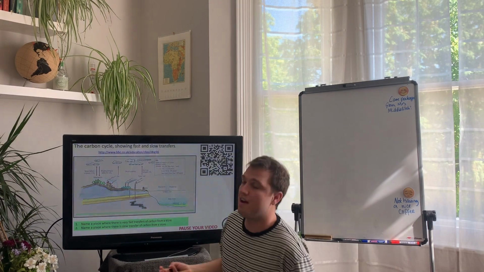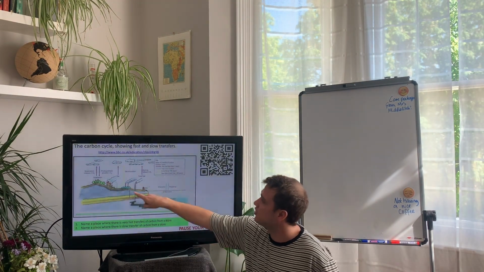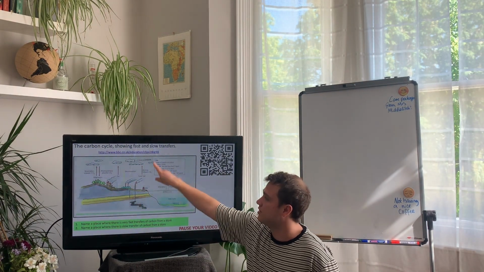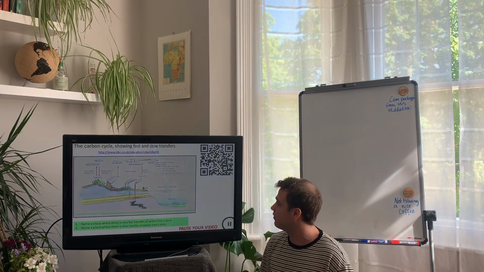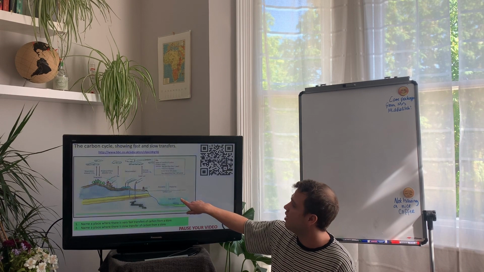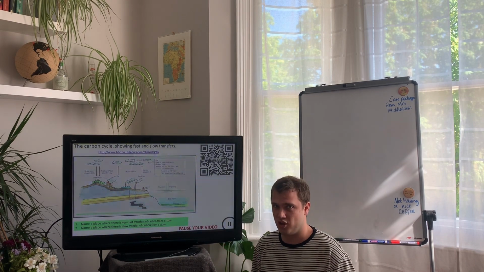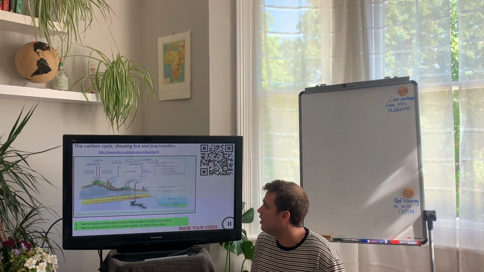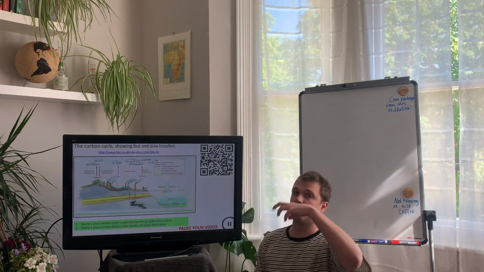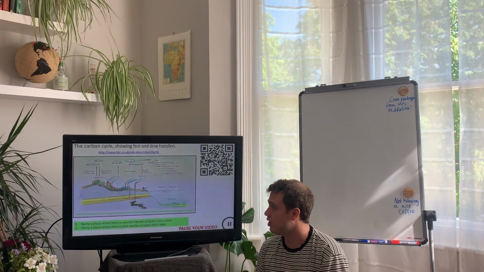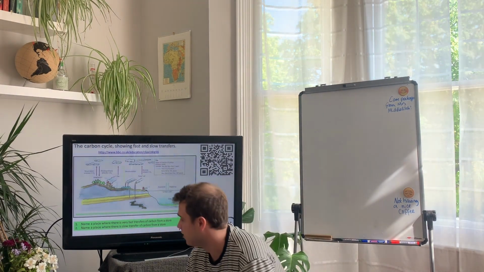But we also have slightly slower ones. So we have decomposition, sorry, so the decomposition of the soil, so the soil rotting away, that is a slow transfer of carbon. And then we have the transfer of carbon within the ocean. So this is also a very slow one, as it moves from high ocean to deep ocean. So these are slow transfers of carbon.